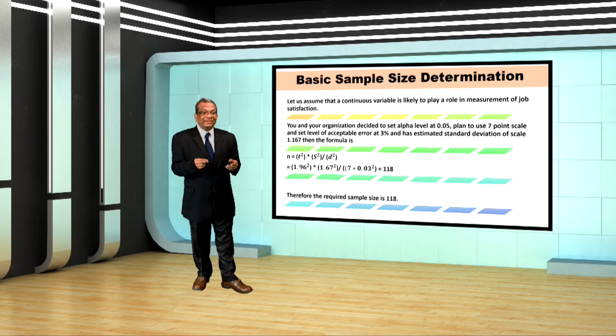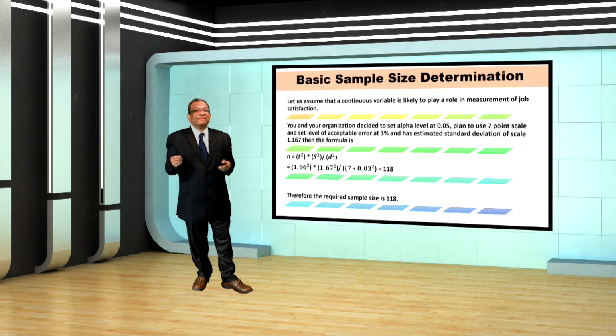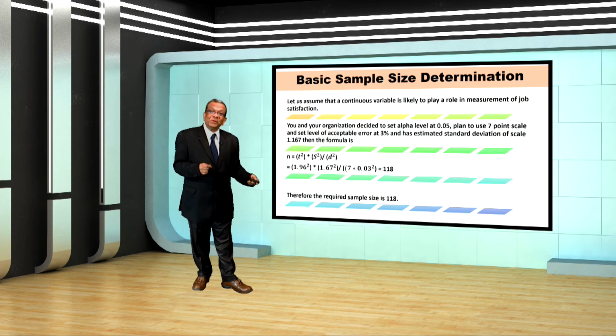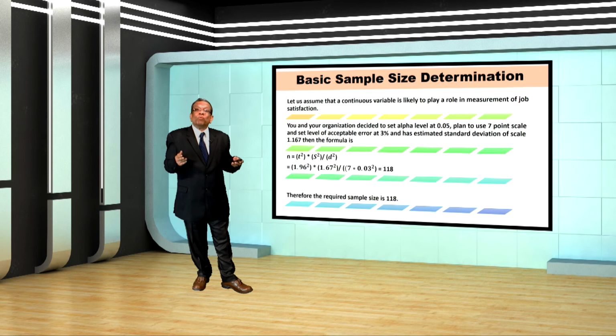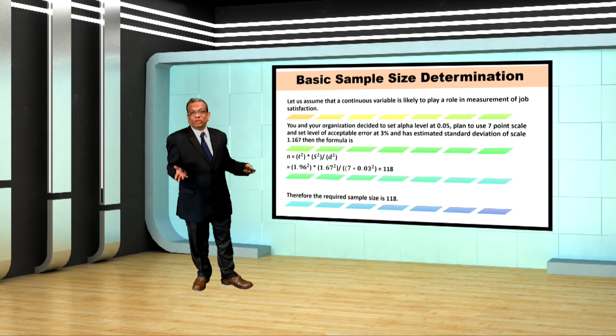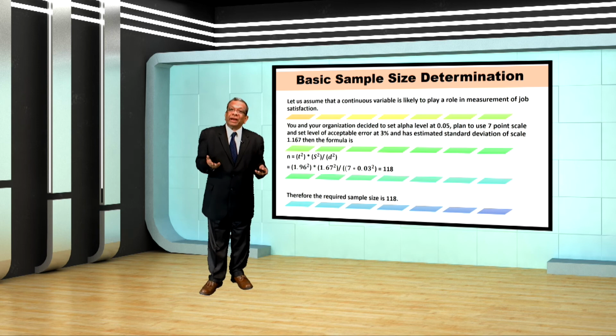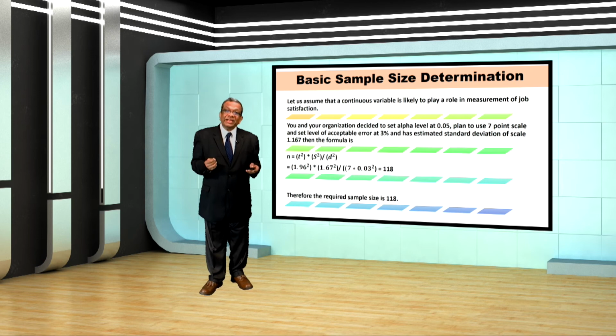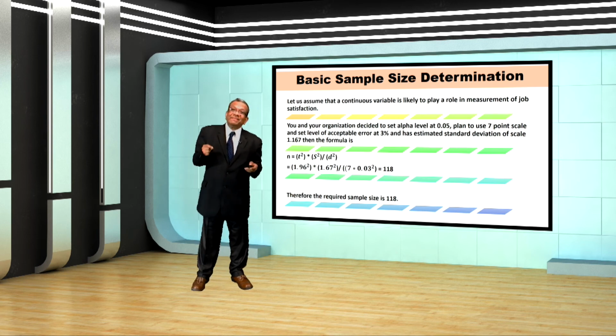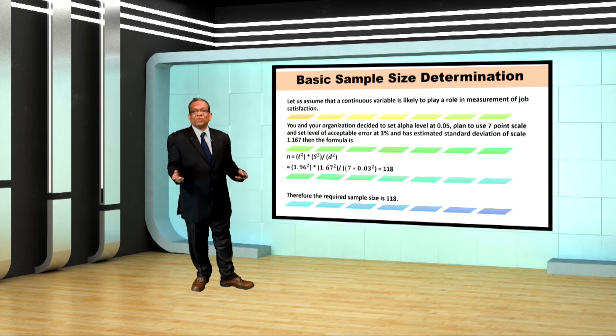Therefore, it is 3%. In a 7-point scale, it is 7 into 0.03, as I have already explained to you, and the t-value given for an alpha level of 0.05 is 1.96. You square it, multiply with the standard deviation of the sample you have obtained, 1.167, and you get 118. Therefore, in the case of continuous variables, the required sample size is 118.